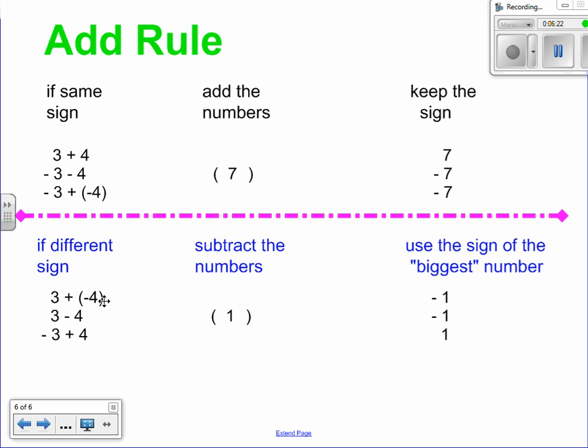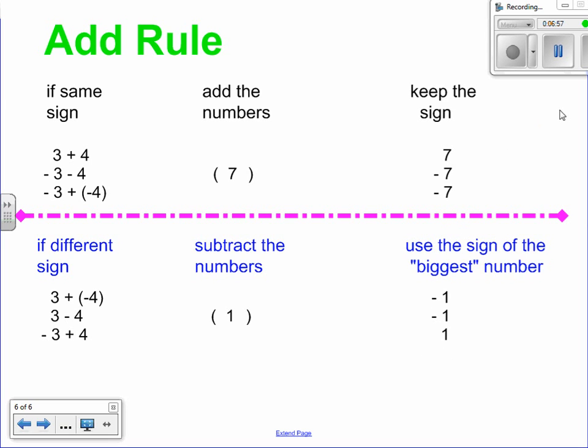What if the signs are different? 3 plus a -4, which by the way is exactly the same thing as 3 minus 4, or -3 plus 4. Well, you subtract the two numbers, so I start with the big one and I go 4 minus 3 is 1. Now what do I do? What do I call it, positive or -1? Well, you use the sign of the biggest number. And since 4 is the bigger looking number, up here the sign of the 4 is negative, so the answer is -1. And that's all there is to that.